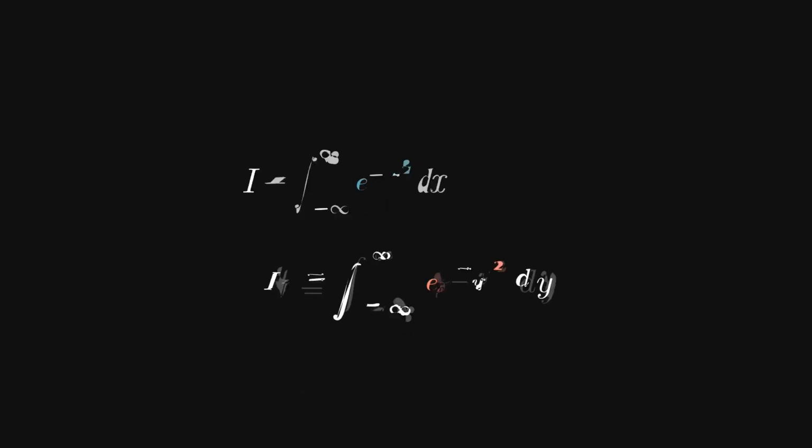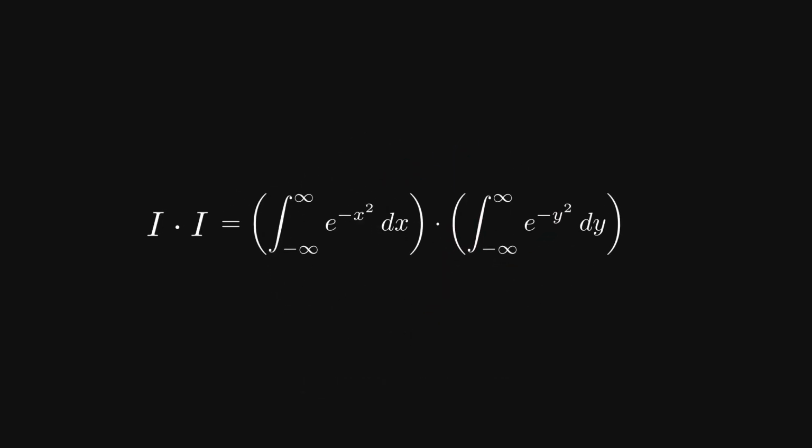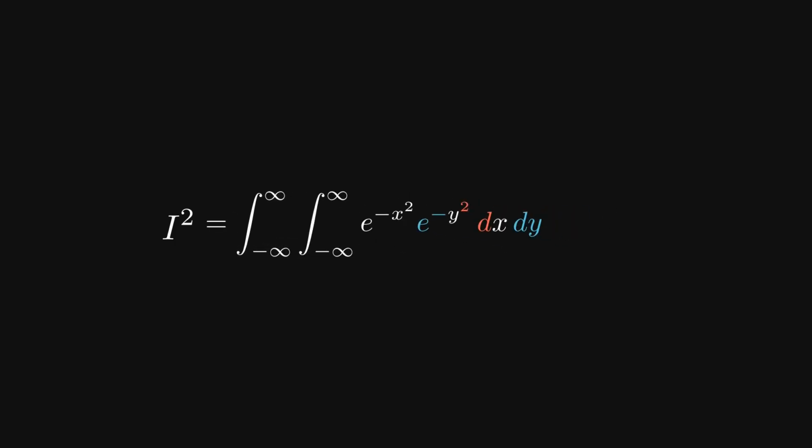Now, what if we multiply these two expressions for I together? We get I times I, which is I squared, equals the integral of e to the negative x squared dx times the integral of e to the negative y squared dy. Since these are both definite integrals from negative infinity to positive infinity, and they use different variables, we can combine them into a single double integral. This gives us I squared equals the double integral over the entire xy plane of e to the negative x squared times e to the negative y squared dx dy.